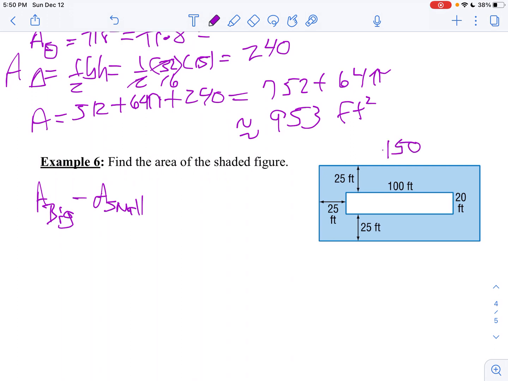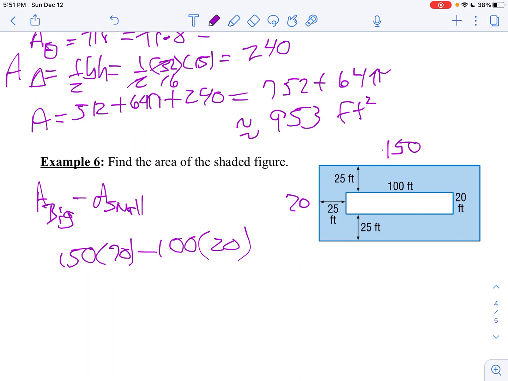And I'll do the same thing for the width. I got 20 for the white rectangle. And then I've got 25 and 25, so that makes it 70. So the width of my big rectangle is 70. So I'm going to take 150 times 70. I'm going to subtract the area of the little white rectangle, which is 100 times 20.